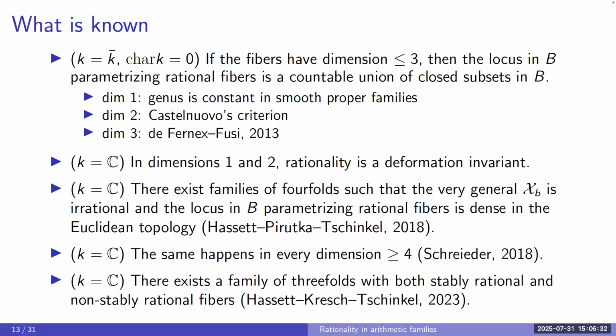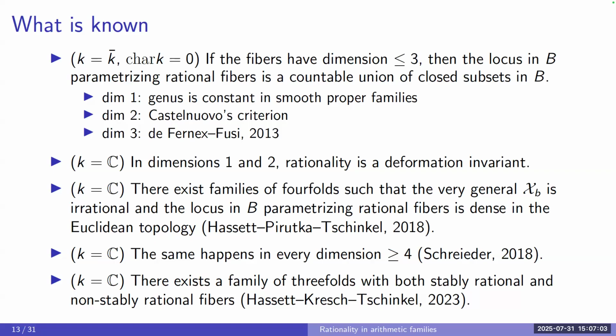Okay, and so you'll notice I haven't said anything about dimension 3, and this is more recent. Hassett, Kresch, and Tschinkel exhibit a family of threefolds with both stably rational and non-stably rational fibers. Having an example where you have rational and irrational fibers, I believe we don't have such an example yet. I'm looking at Brendan for confirmation. Okay.